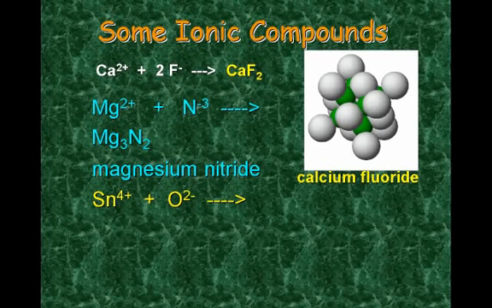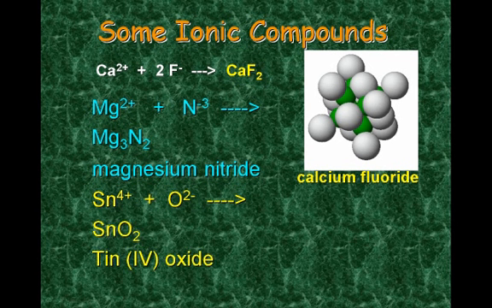So again, common denominator there would be 4. So the tin is +4. It takes 2 oxygens, each with a -2 charge, to get a -4 total. And the -4 on the oxygen and the +4 on the tin balance each other out. So it took 2 oxygen to do that. So it's SnO2. And we call that tin oxide.